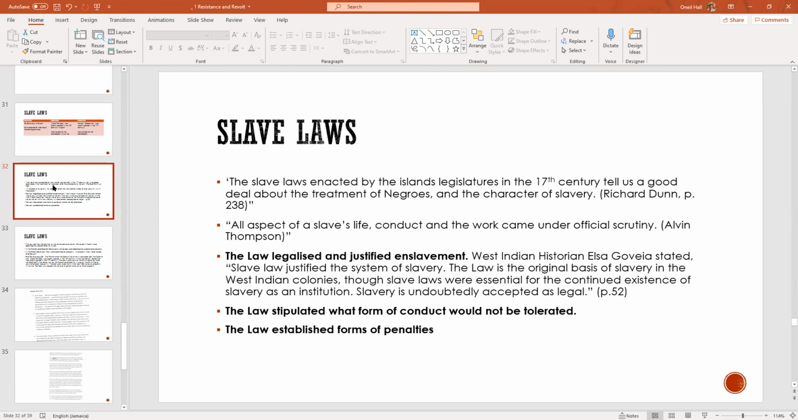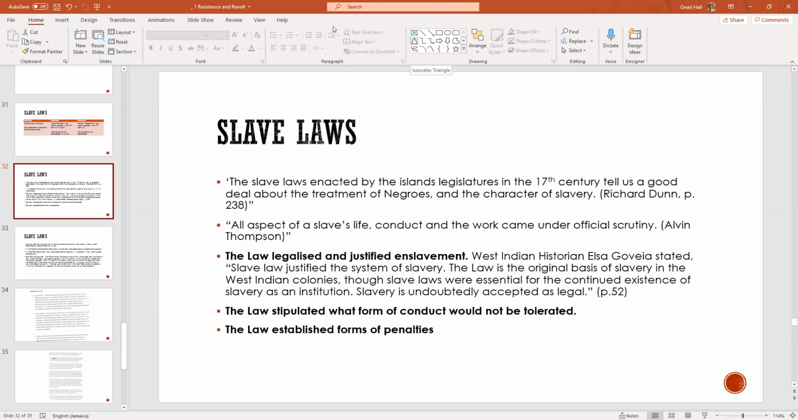So the Code Noir and the Siete Partidas are each a single set of laws, whereas the British had several different slave laws, because every single British colony had its own slave law. If you lived in Barbados, you had the Barbados slave law. If you lived in Jamaica, it was the Jamaica slave law. If you lived in St. Kitts, it was the St. Kitts slave law. So anywhere the British settled and had enslaved people, they had their own slave laws.